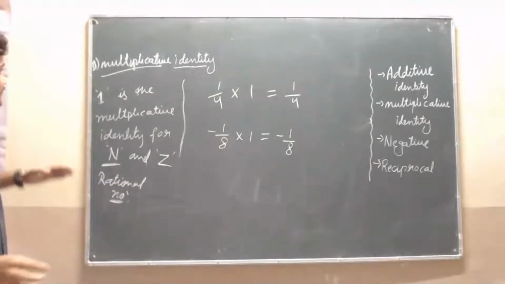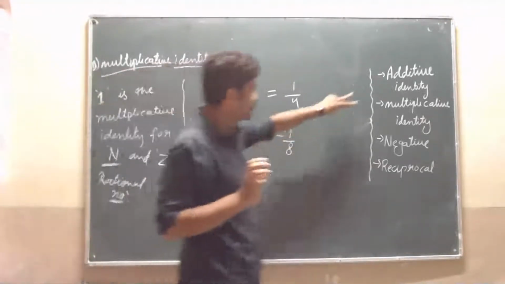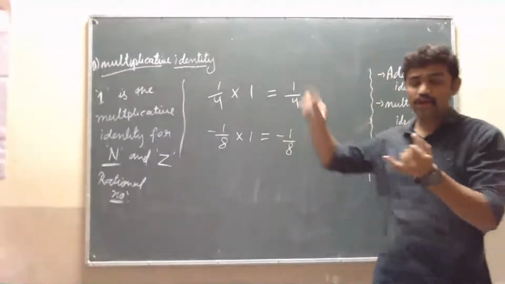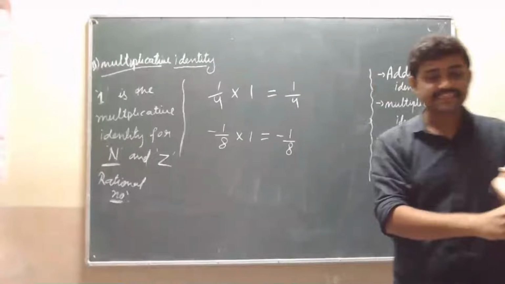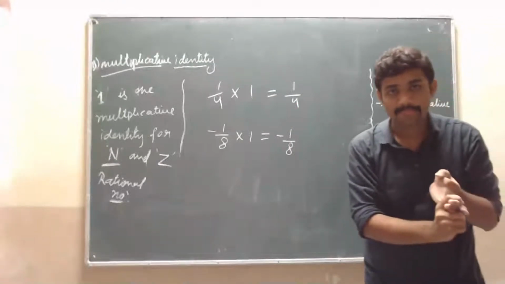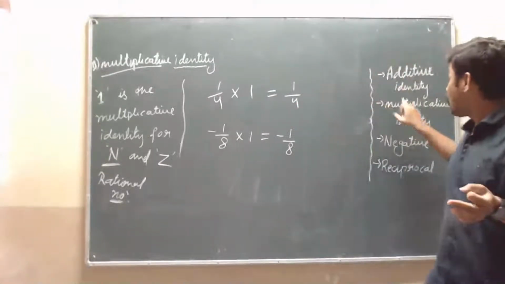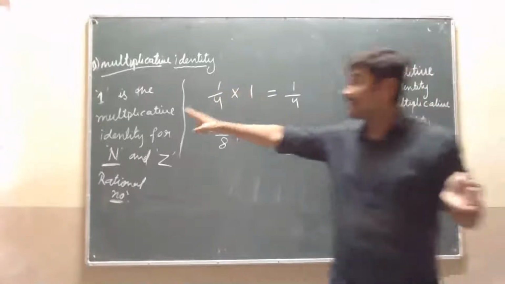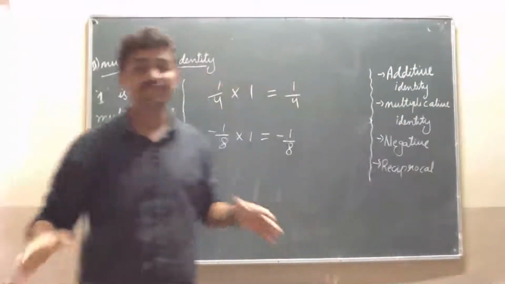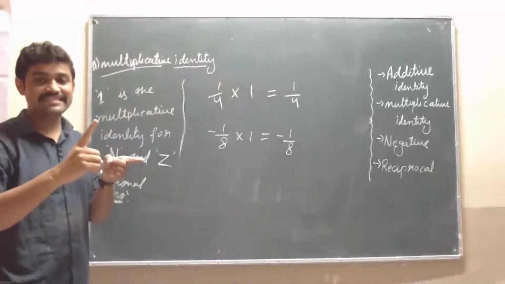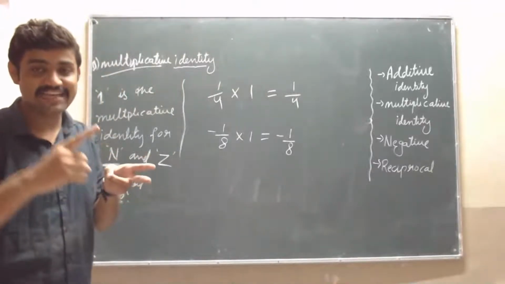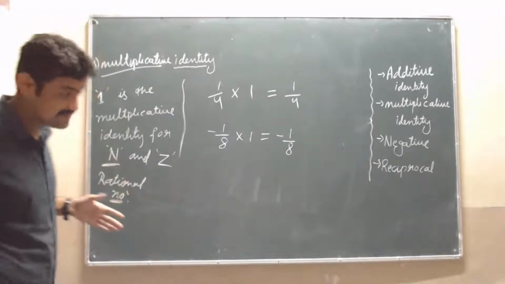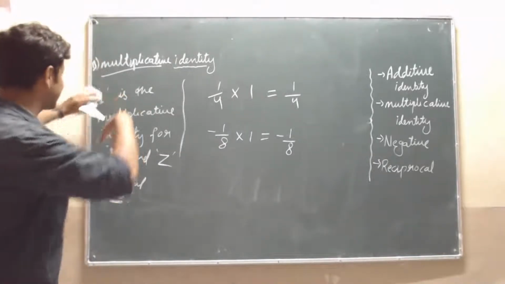Okay, I will conclude these two: 0 is the additive identity for natural numbers, integers as well as rational numbers, but 1 is the multiplicative identity for natural numbers, integers as well as rational numbers. Okay, understood? Yes. Let's move to the next topic.